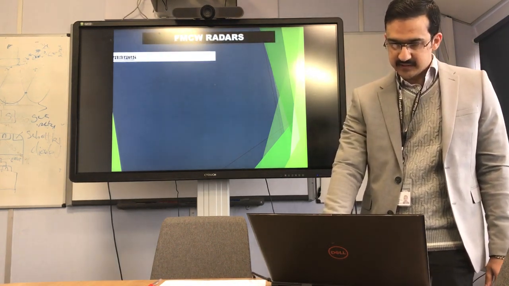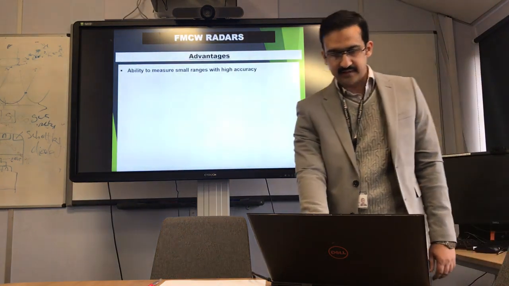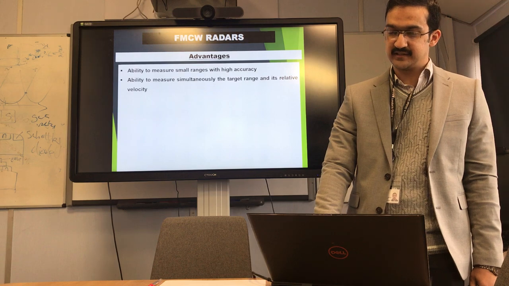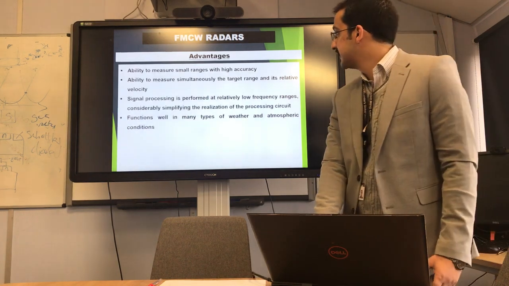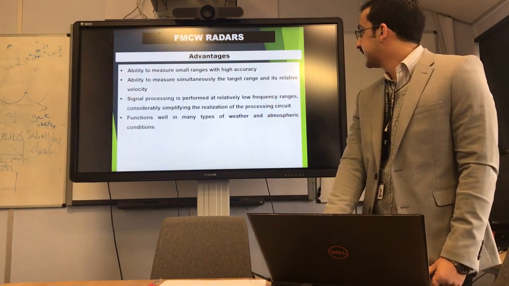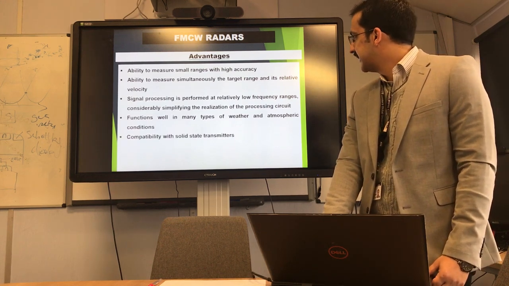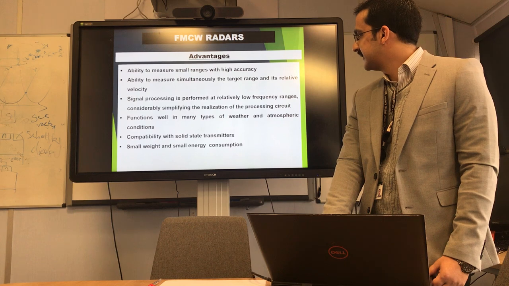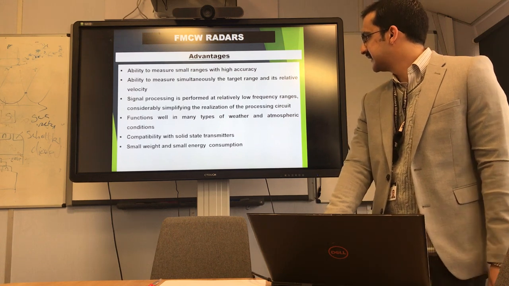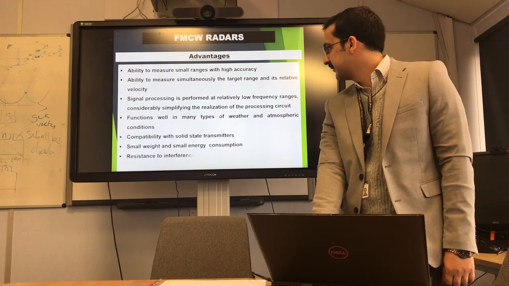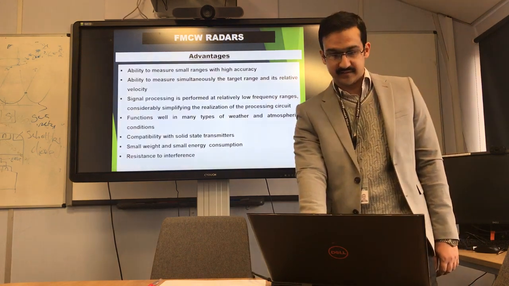Why FMCW radars? As all of you know, it has the ability to measure small ranges with high accuracy, ability to measure simultaneously the range and relative velocity. The signal processing is performed at a relatively low frequency range because of the beat frequency. It functions well in different weather types, compatibility with solid state transmitters and small weight and resistance to interference.